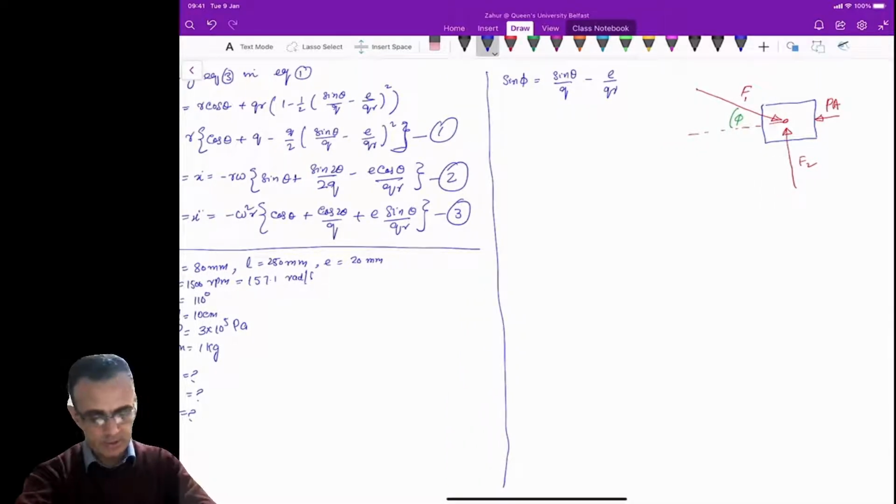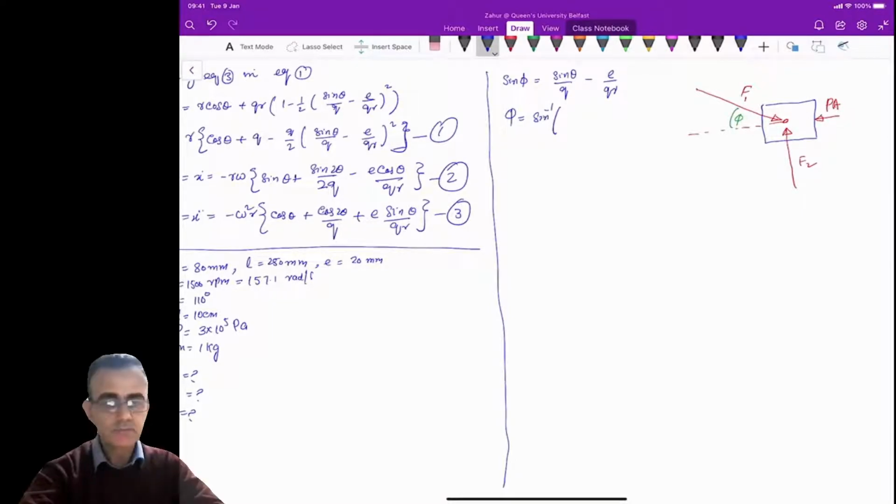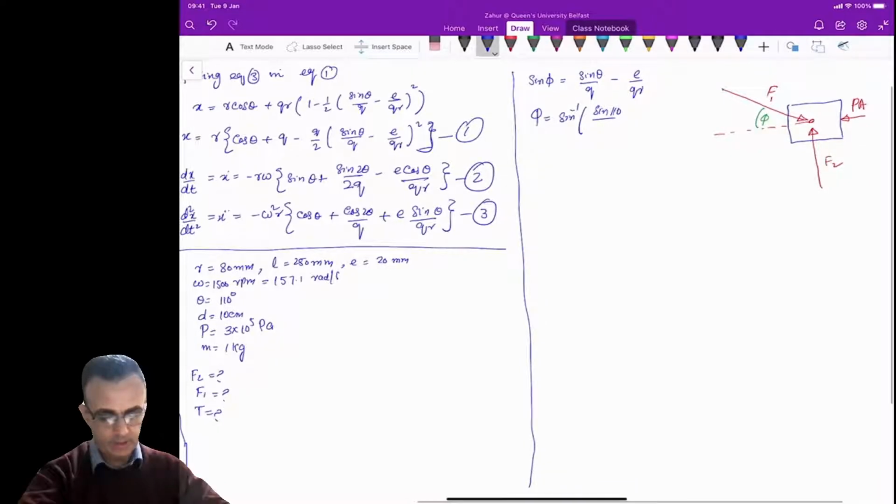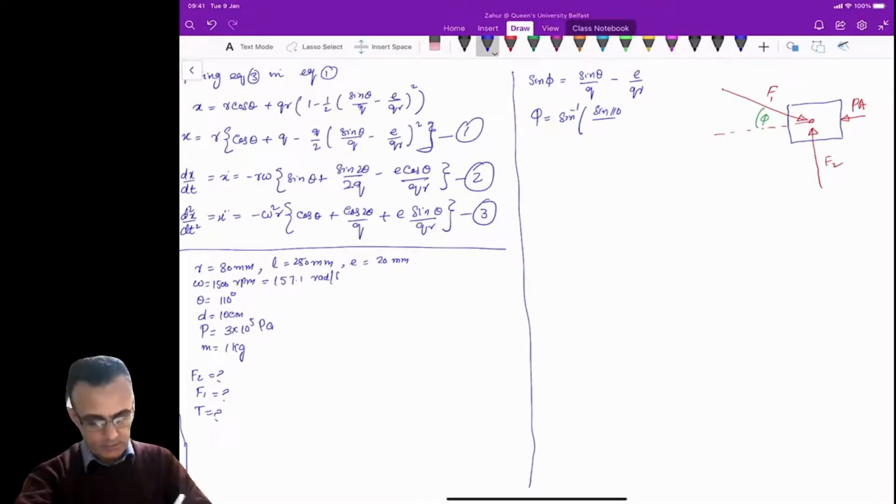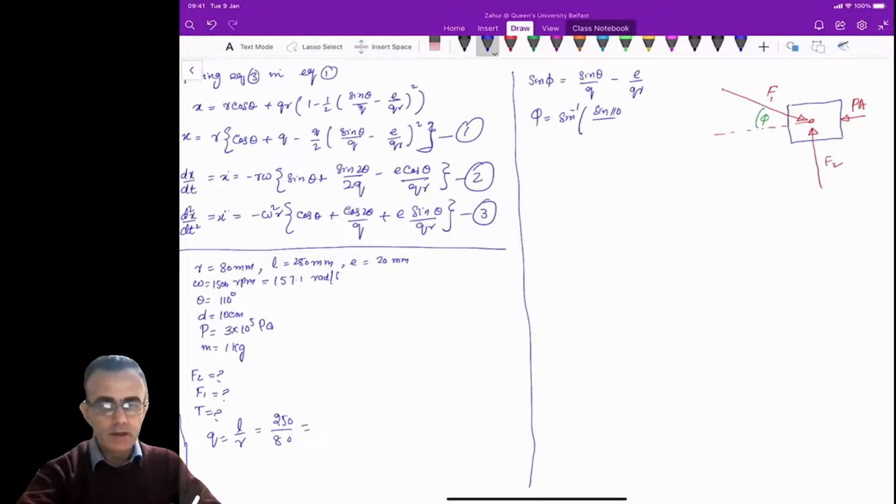QR, okay, so phi angle will become equal to sine inverse. So sine 110, the angle is given, 110, and q you can calculate from here. So q is equal to L divided by R. So 250 divided by 80. So from here you can calculate q, which will become 3.125.